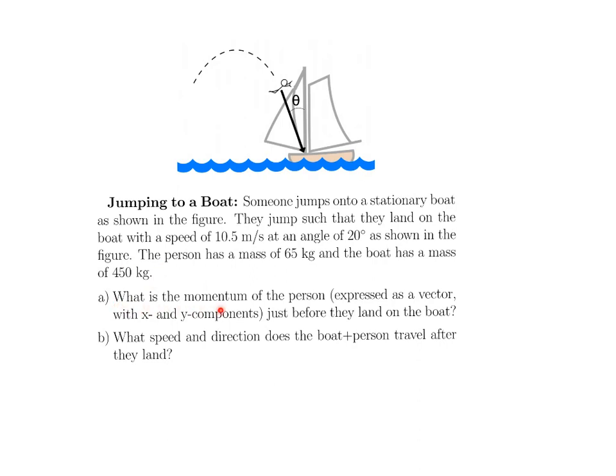First question, what is the momentum of the person, expressed as a vector just before they land? And then what speed and direction does the boat and person travel after they land? So figuring out what the momentum of the person is, and then doing the conservation of momentum to determine what happens when the boat and the person collide.